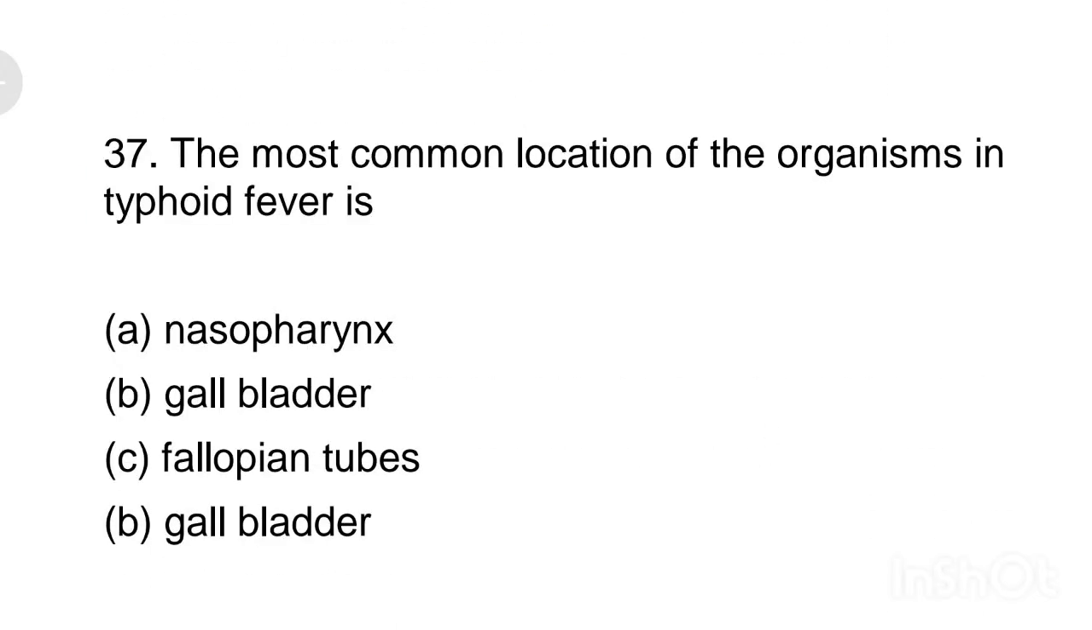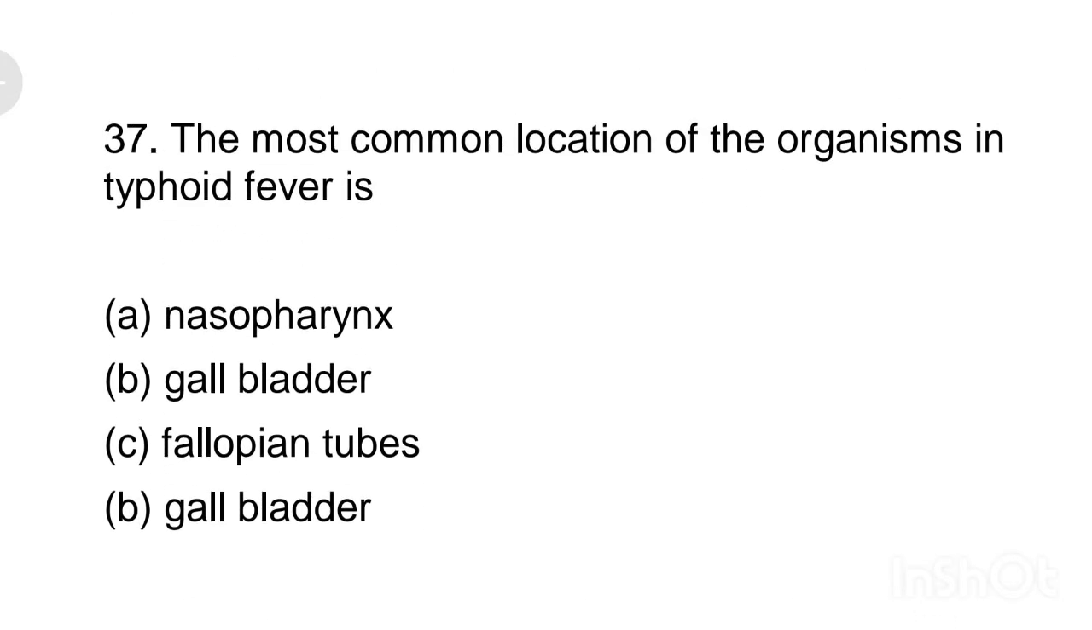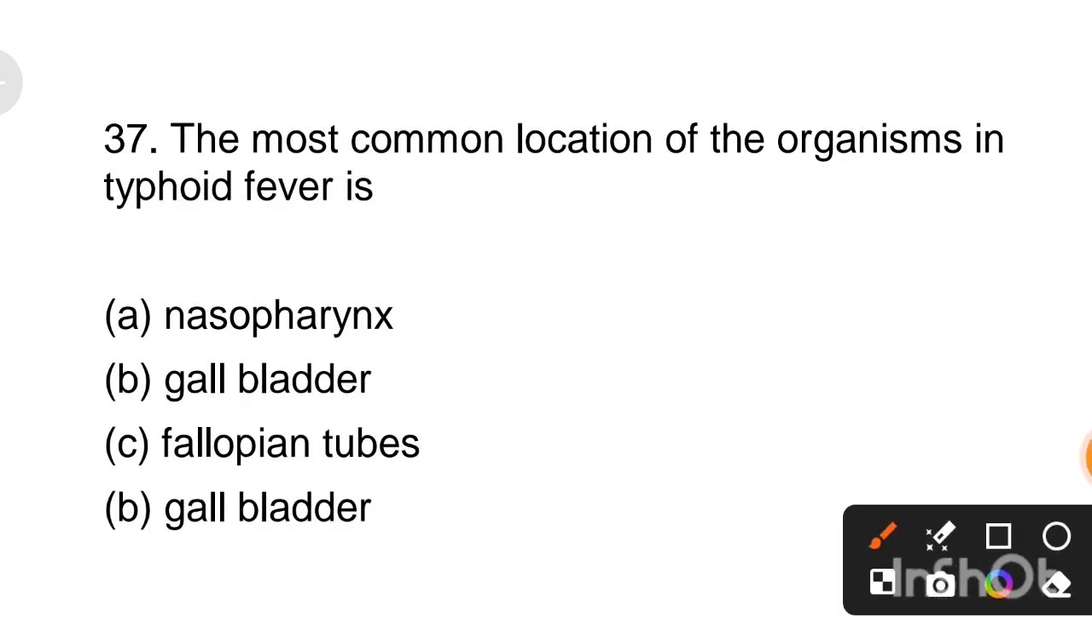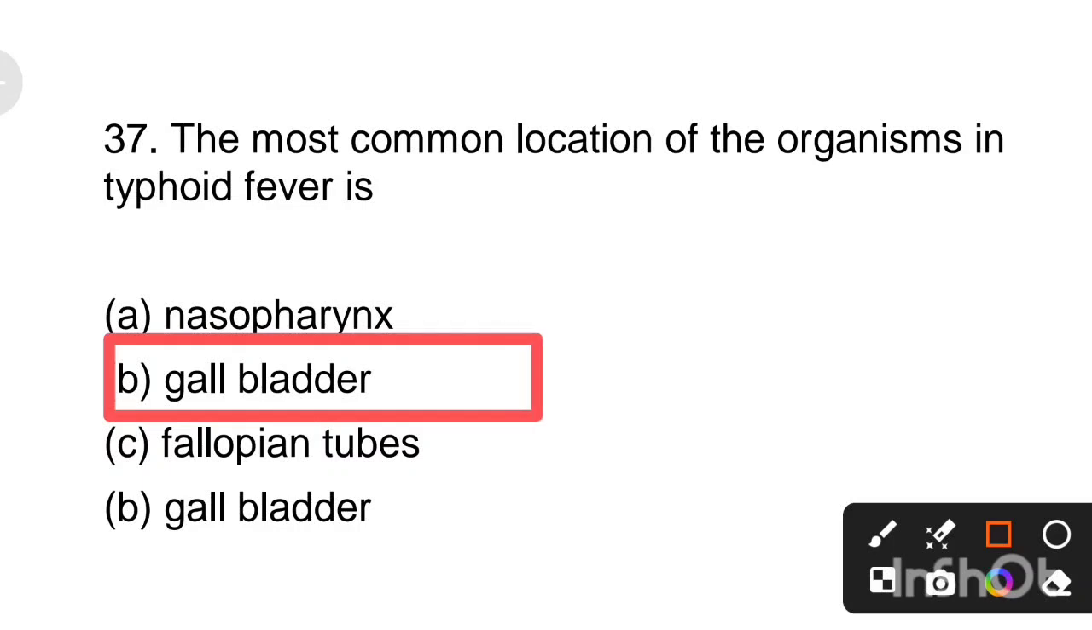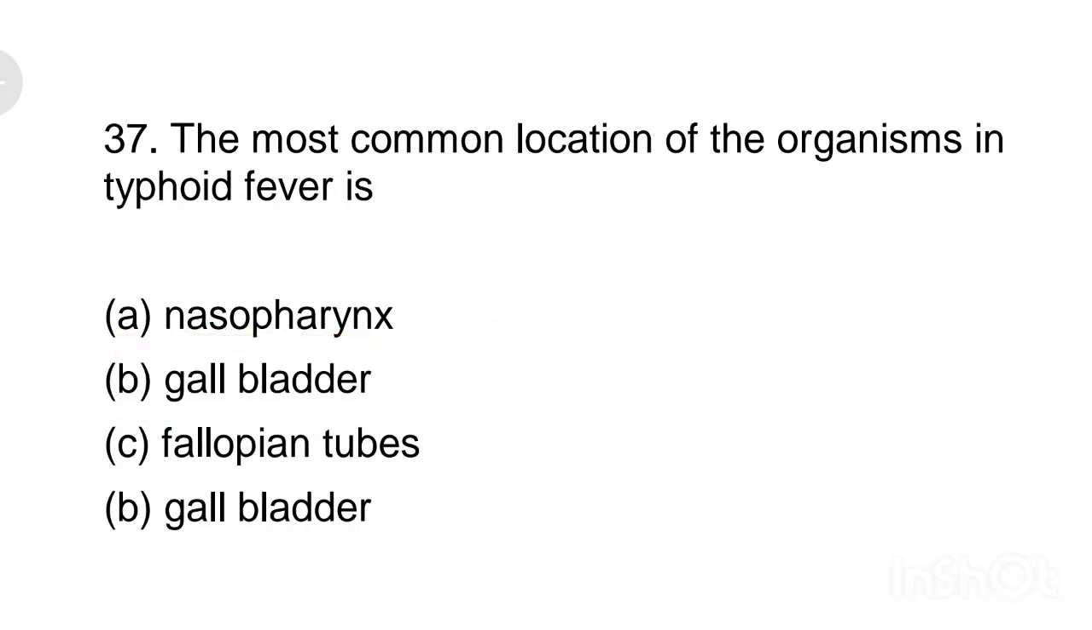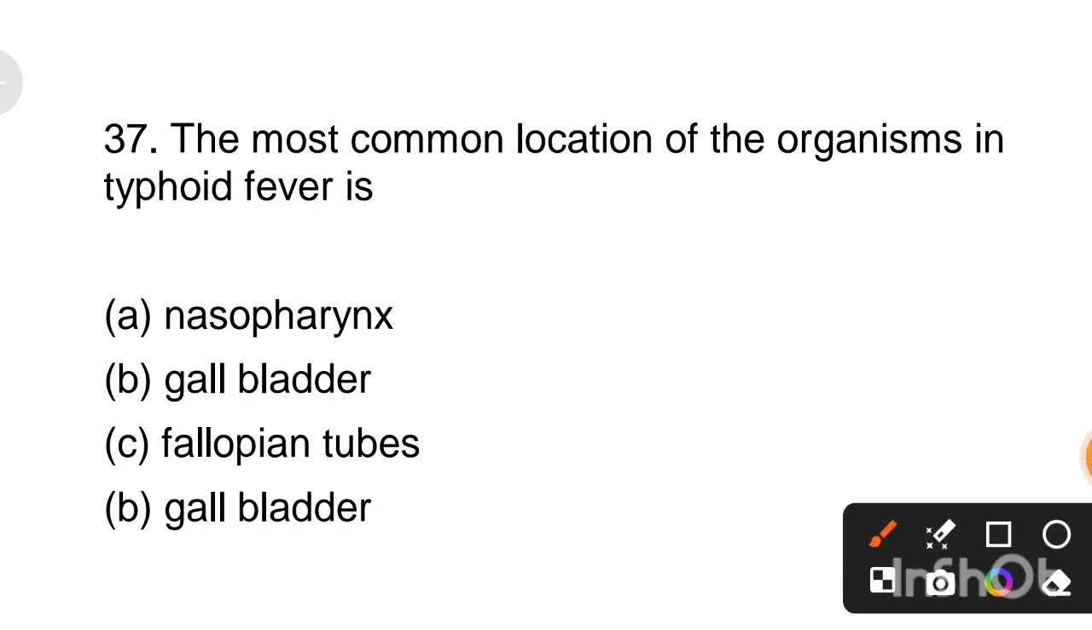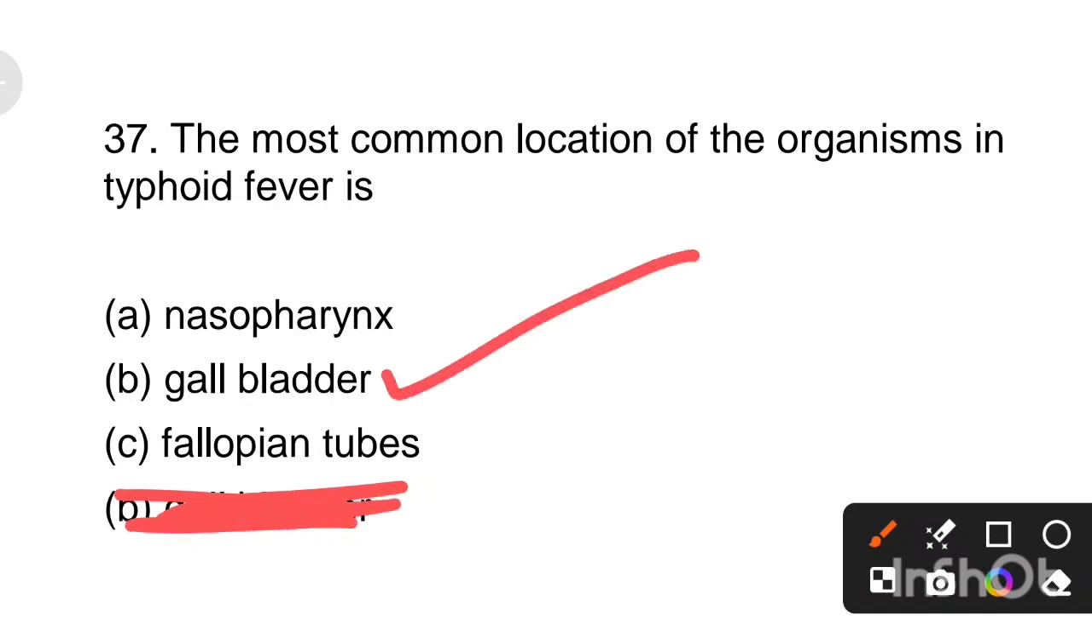Next question. The most common location of the organism in typhoid fever is option A, nasopharynx, option B, gallbladder, option C, fallopian tubes, option D, misprint, again gallbladder. Correct answer is option B, gallbladder. The most common location of organism in typhoid fever is gallbladder.